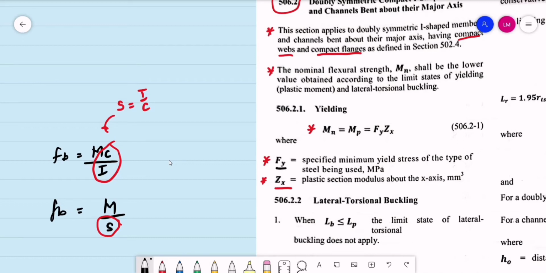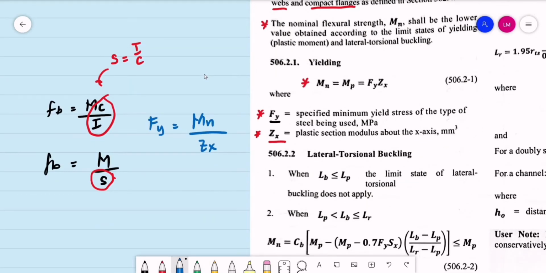And we are to use F sub y, the specified minimum yield stress of the type of steel. So from our equation, F sub y multiplied by the plastic section modulus should be equal to the nominal moment capacity of the section. Instead of the section modulus for the elastic behavior, we are using the plastic section modulus Z with respect to its major axis, Z sub x. So the nominal moment, or the plastic moment, is equal to Fy multiplied by Z sub x.